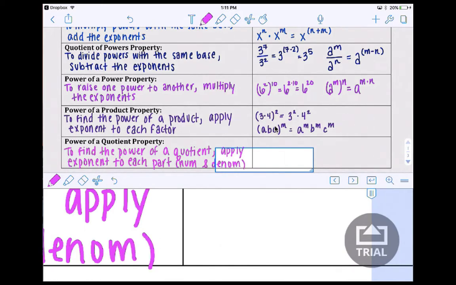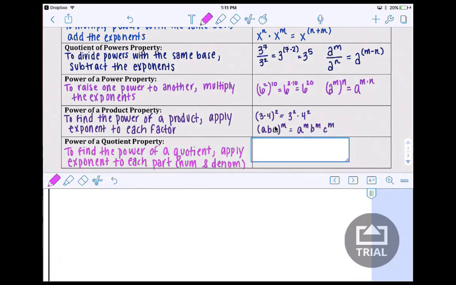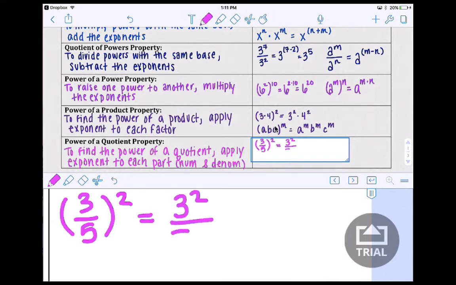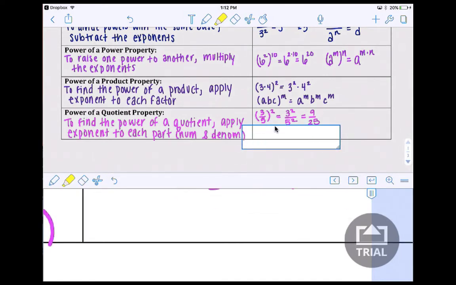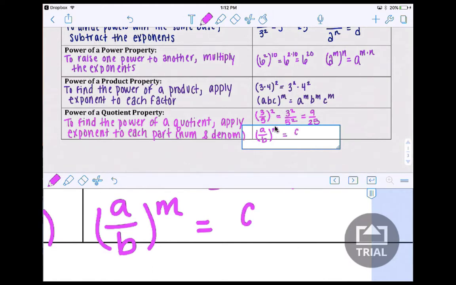I don't write those words out because they're too long. Numerator and denominator. So for example, if I have 3/5 squared, that's the same as saying 3 squared over 5 squared, which is 9 over 25. I didn't do that in most of them, but you will be simplifying your final answers. So if we had a variable, a over b to the m power, that's the same as saying a to the m over b to the m.